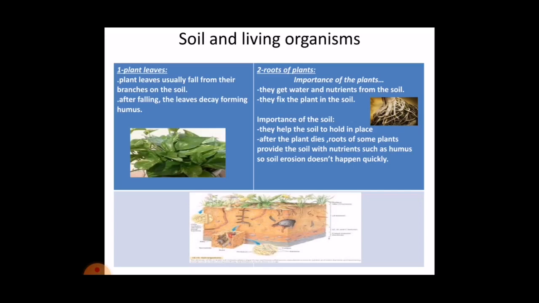Number 2, roots of plants. They get water and nutrients from the soil to the plant to grow. They fix the plant in the soil. Their importance for the soil is that they help the soil to hold. After the plant dies, roots of some plants provide the soil with nutrients such as humus, so soil erosion doesn't happen quickly.